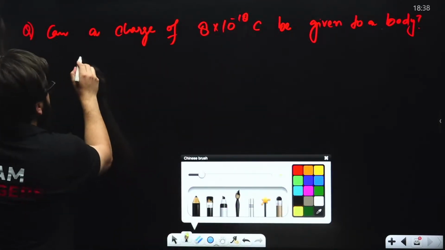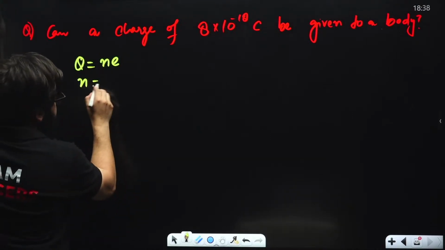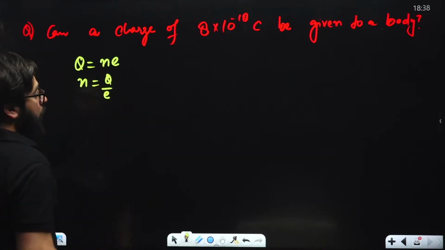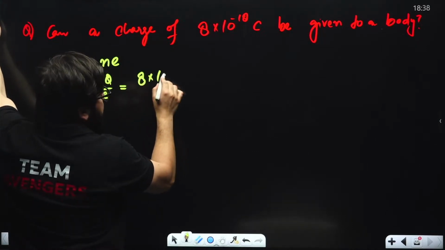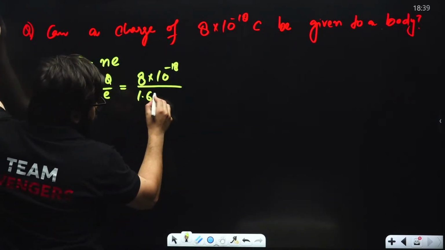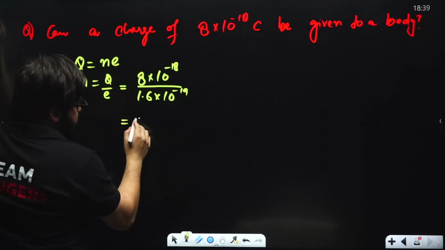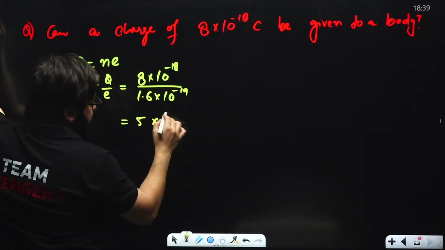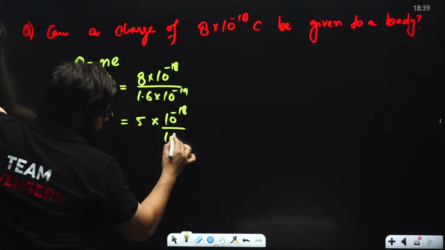We say, Q is equal to n times of e. So n is equal to Q divided by e. What is the value of Q? Q in this case is 8 into 10 raised power minus 18, divided by the charge on 1 electron, which is 1.6 into 10 raised power minus 19. 8 divided by 1.6 is 5, into 10 raised power minus 18 divided by 10 raised power minus 19.